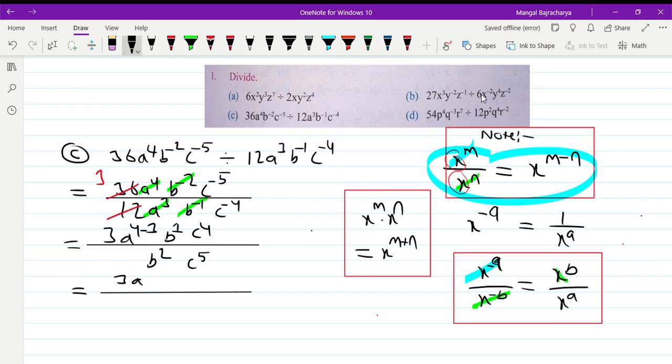So 3a power 1 you need to write, and for b, b power 2 minus 1, getting divided. For c, c power 5 by c power 4, so c power 5 minus 4. So we brought it down for dividing, and this way you get 3a by bc. So this way I did up to c. Now the remaining one, d, you can do by yourself. So up to here is this.